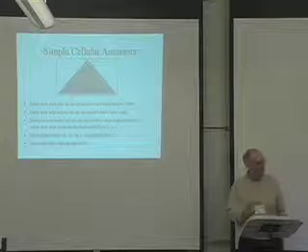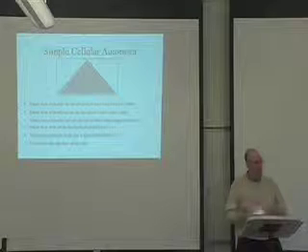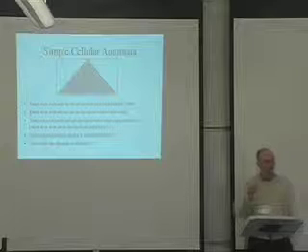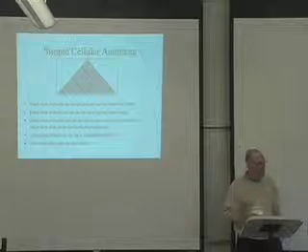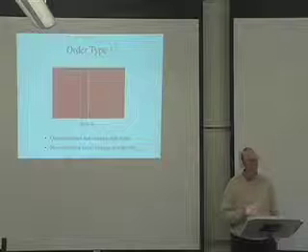The neighbors don't have to be the ones next to each other. They can be as complicated as you like. So you can make these rules very, very complicated. I'm presenting a very simple cellular automata to give you a flavor of what these look like. Now here's an order type 1 example.